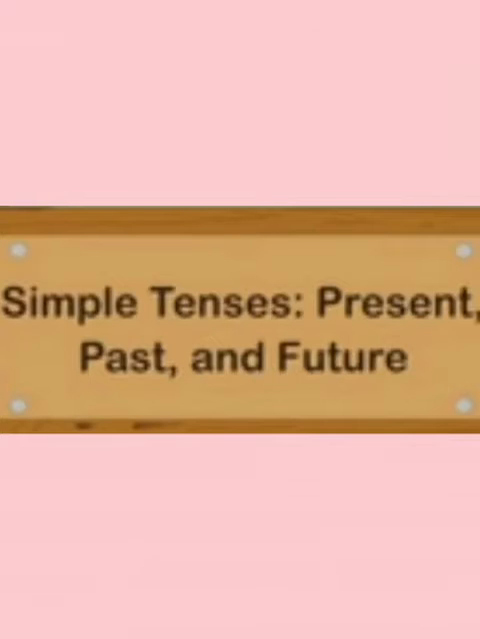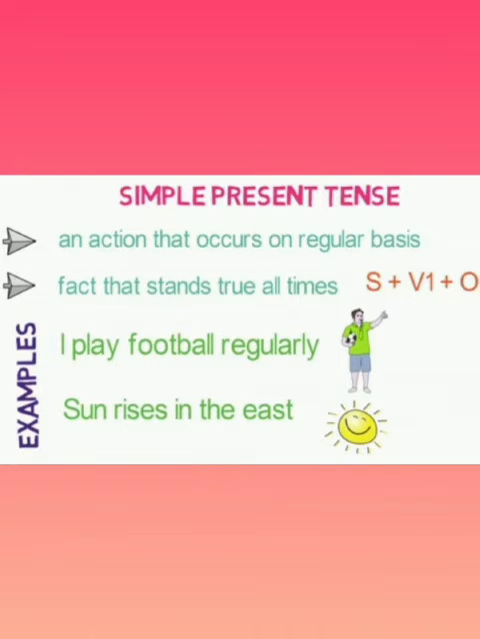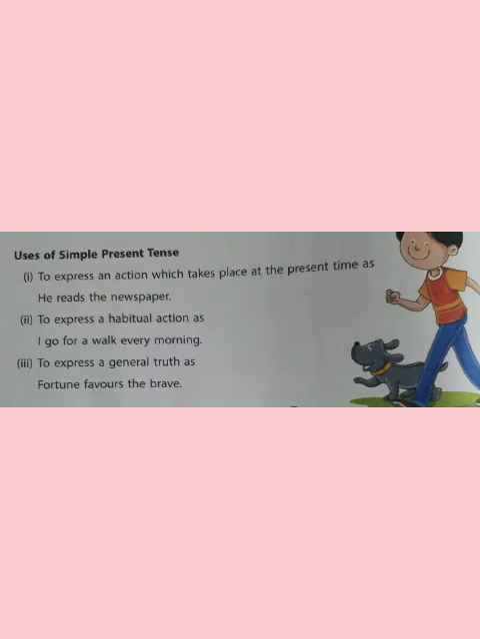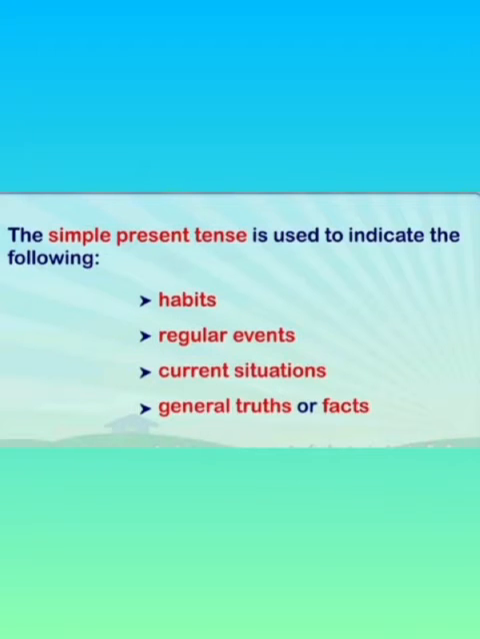Now, simple present tense. Simple present tense is used to express an action which takes place at the present time. So how is simple present tense formed? What is the structure of the simple present tense? That is subject plus first form of verb plus the object. Now, the simple present tense is used to indicate habits or daily routine tasks, regular events, the current situation, or general truths or facts.